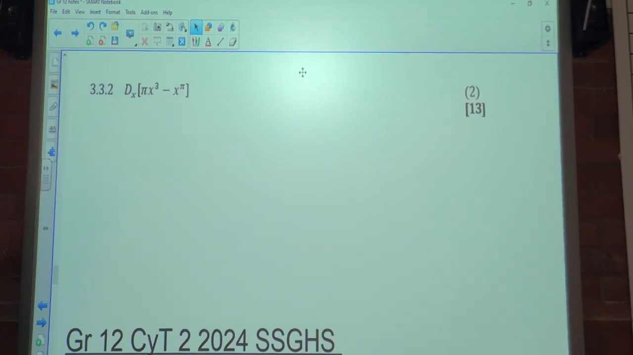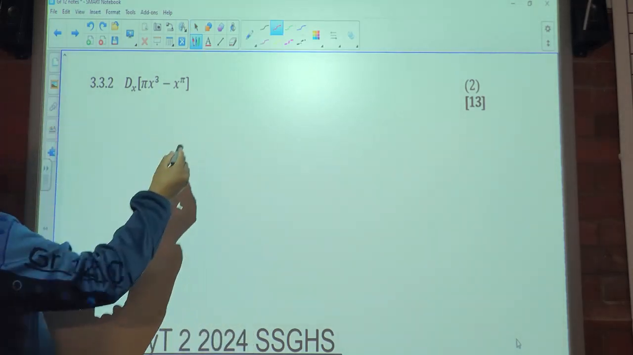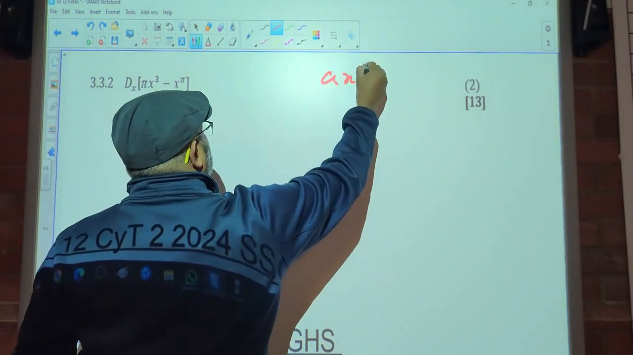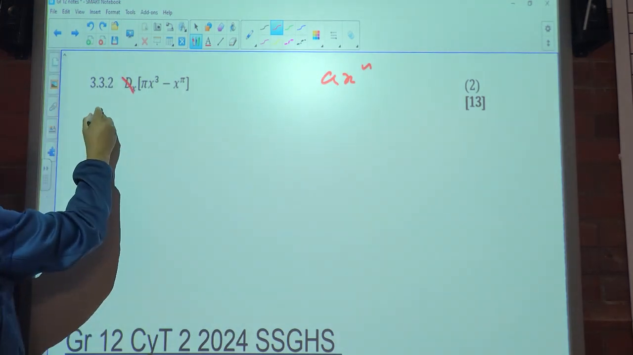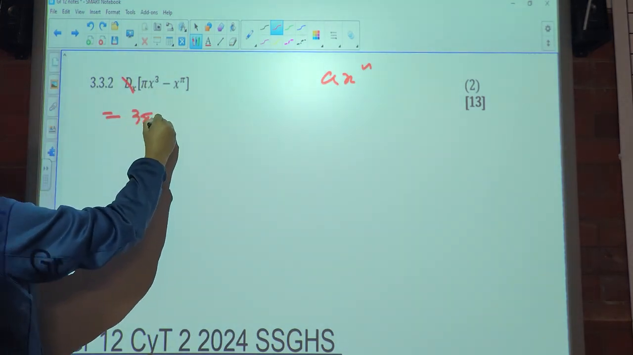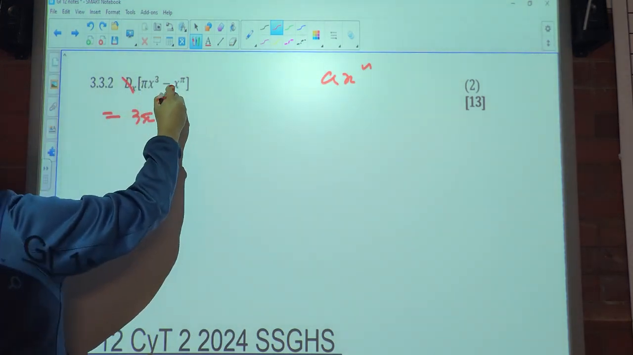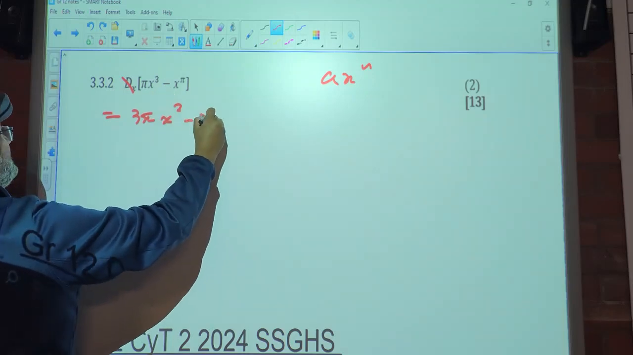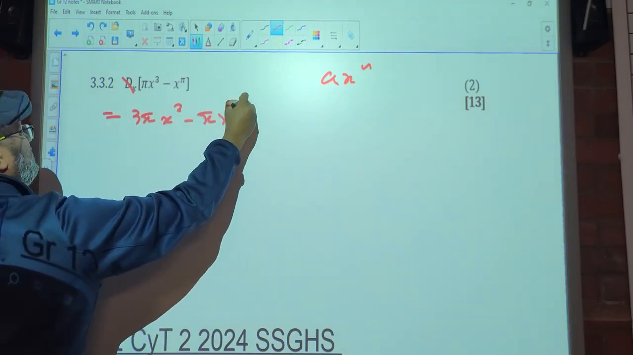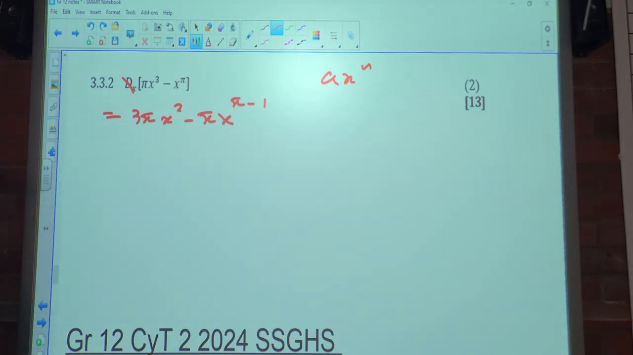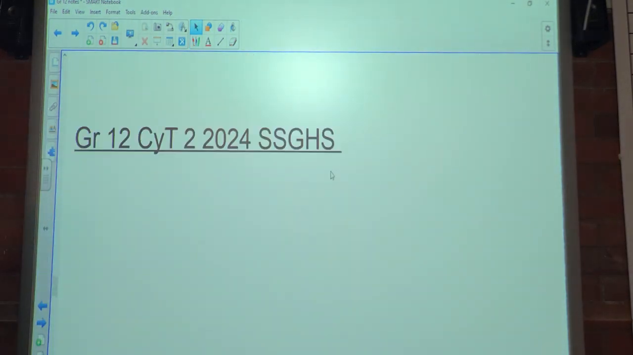The derivative with respect to x of pi x cubed minus x to the pi. People, that's already in the form of ax to the exponent n. So I apply my derivative, I drop the d. So 3 pi x to the power of 3 minus 1 is squared. Pi times negative 1 is negative pi x to the power of pi minus 1. That's all I wanted for 2 more. Some of you converted to decimal, which is also fine for me.